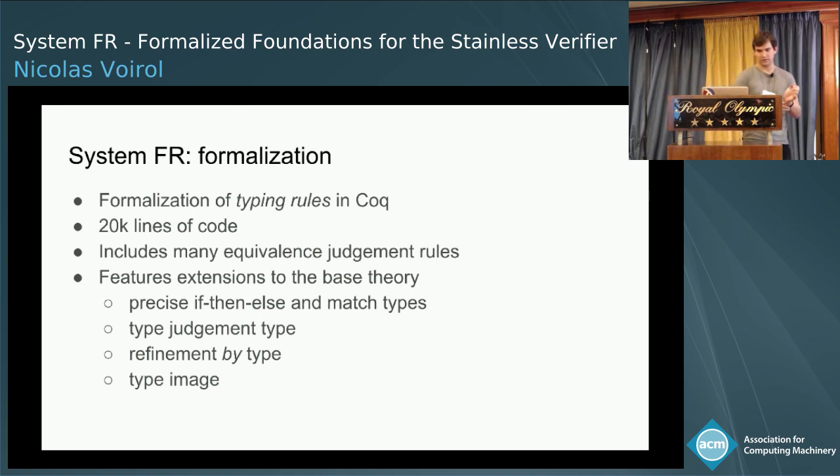So we've formalized the whole system, well, the whole system, System FR, in Coq. And it's about 20,000 lines of Coq definitions and proofs, mostly proofs. It also includes a few extra types, which I haven't shown here, and lots of equivalence judgments also, to make sure that what we were doing in the black box solver made sense. So it turns out that the framework we set up with these logical relations is very easy to extend with both new types and new judgments, new rules.